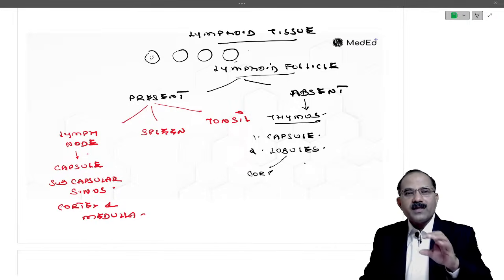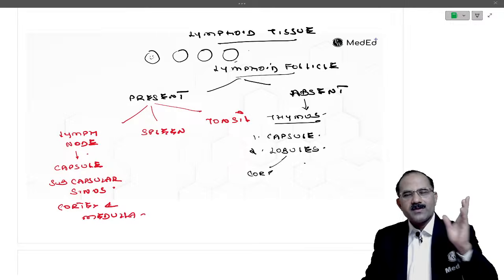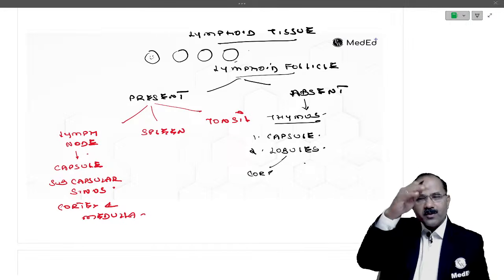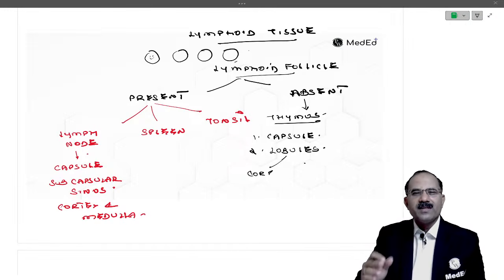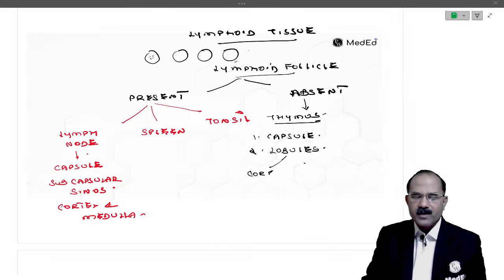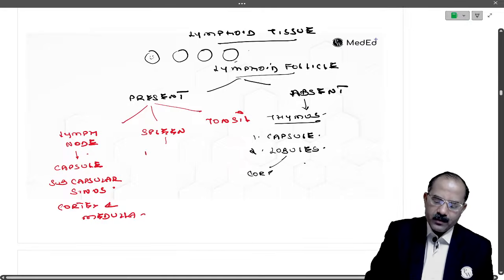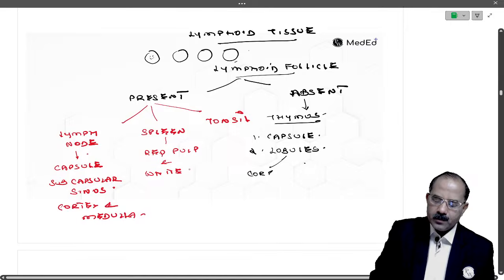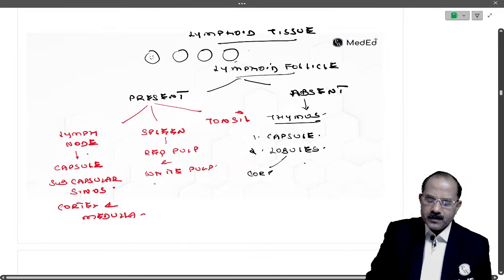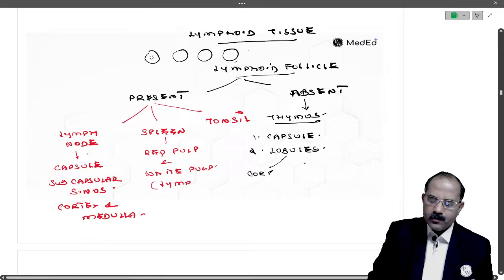In thymus, lymphoid follicles are absent, but those cells are there; they are not in the form of a follicle, but the cells are there, so it would look basophilic. Fine. What is the characteristic of spleen? Spleen में क्या होता है? Red pulp and white pulp. White pulp is nothing but a lymphoid follicle.